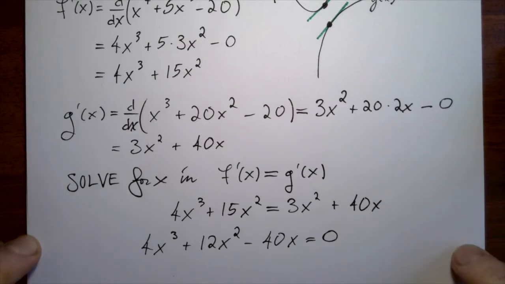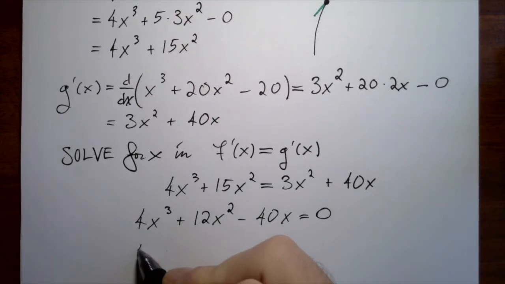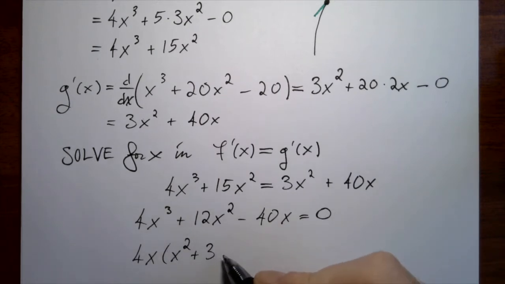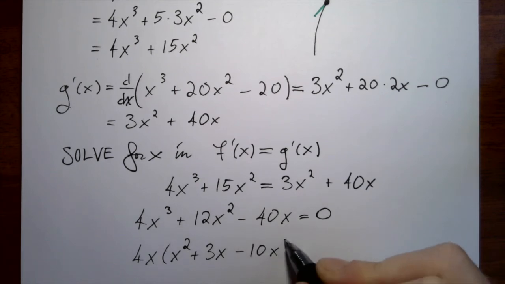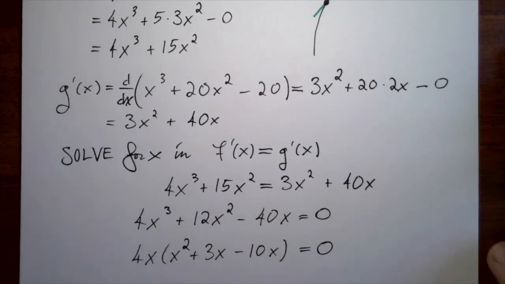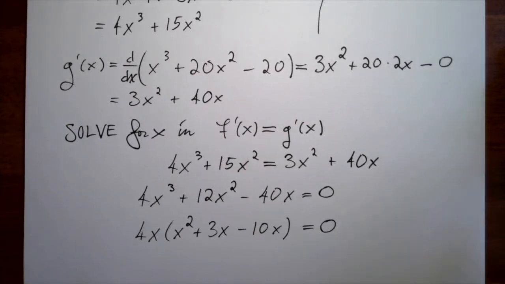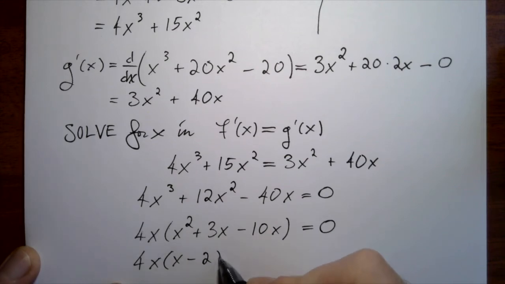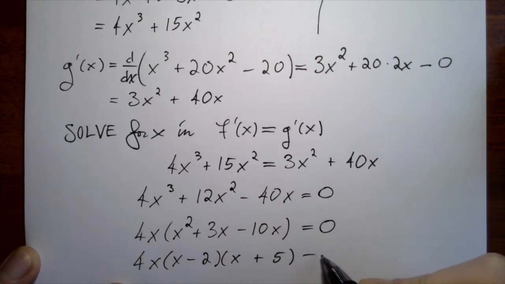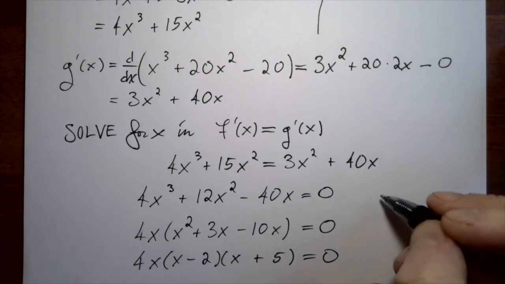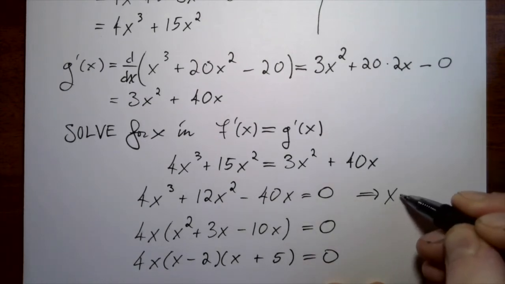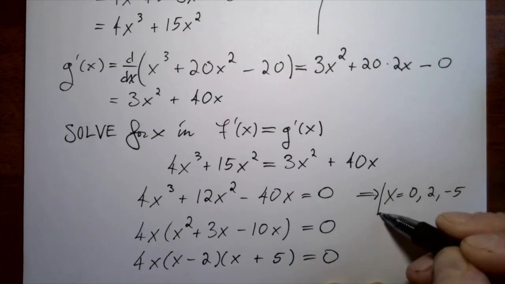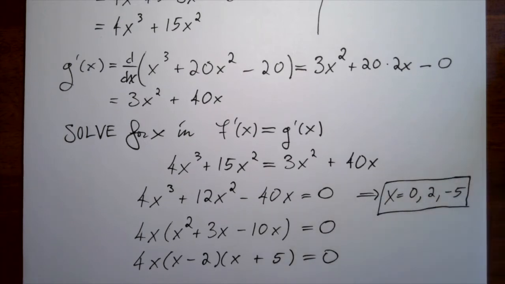Okay, we're almost done. We just need to factor to find the solutions. Looks like we have a common factor of 4x on all the terms. So what's left after we factor out 4x? x squared plus 3x minus 10. That's equal to 0. And so finally, the complete factorization is 4x times x minus 2 times x plus 5. That's equal to 0. So we see that the answer is when x is equal to 0, 2, and minus 5. Those are the x values where the two graphs are parallel.